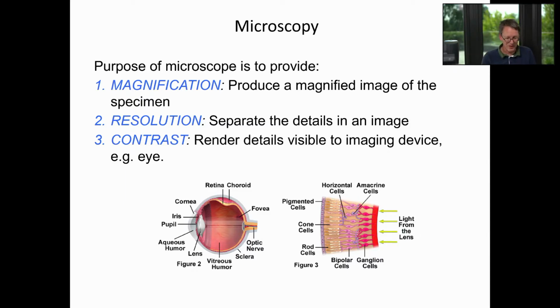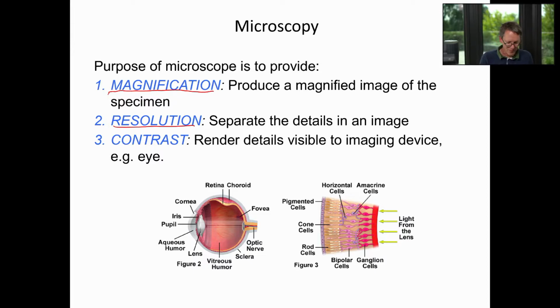So the first part is to recognize what the purpose of a microscope is. It's first of all to provide magnification. So we want bigger images so we can see small detail in a sample. The other is resolution. Now, resolution and magnification is not the same thing, as you already know. Just zooming in on a picture doesn't necessarily provide you with more clarity on small parts of your object. So resolution is defined as separating details in an image. And finally, contrast. Contrast is what renders details visible in the imaging device or to the imaging device.